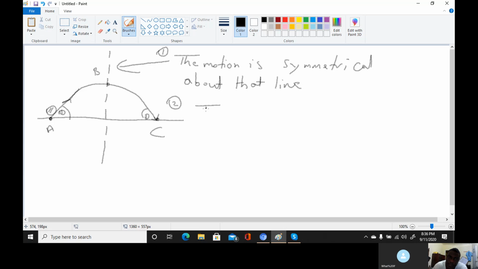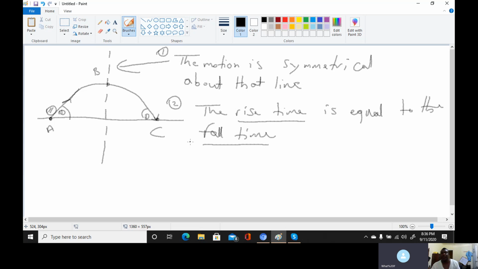So the rise time is equal to the fall time. All right, so that's it. The rise time is equal to the fall time. That is telling me that my motion is symmetrical, once the object is moving under gravity. Rise time is the same as the fall time.